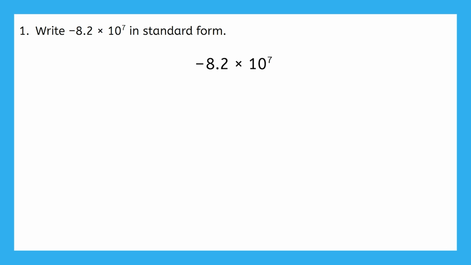First, ignore the negative sign and multiply 8.2 times 10 to the seventh by moving the decimal 7 places to the right, inserting zeros as needed. Then, apply the correct sign. Since a negative times a bunch of positives is negative, the answer is negative 82 million.